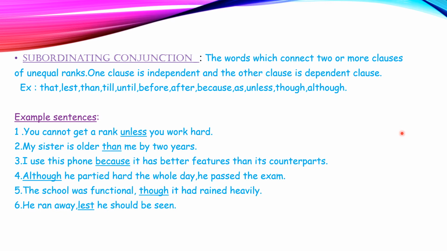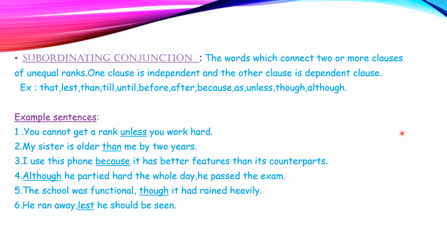Okay, we are now discussing the second type, that is subordinating conjunction. These are the words which connect two or more clauses of unequal ranks. The first type we have is coordinating conjunctions, wherein we connect two or more words or phrases of equal ranks, and under that we have discussed 4 types. This is the second type of conjunction, which is subordinating conjunction. These are the words which connect two or more clauses of unequal ranks.